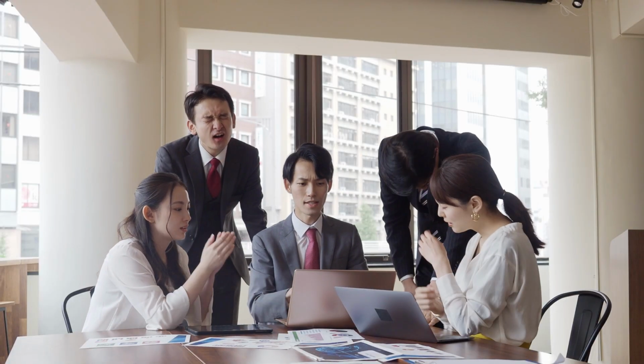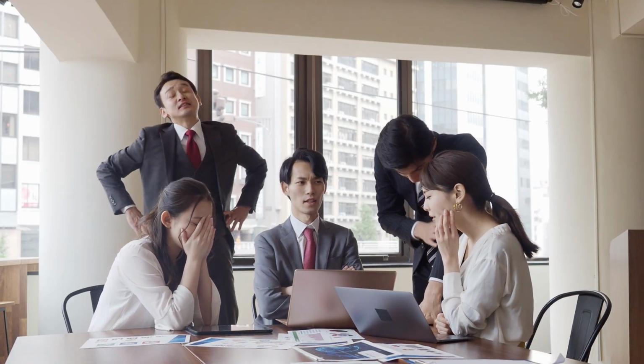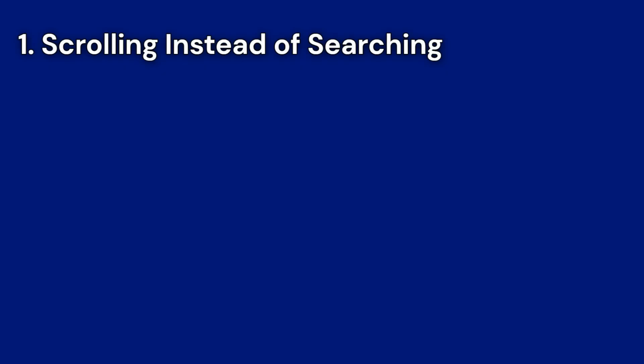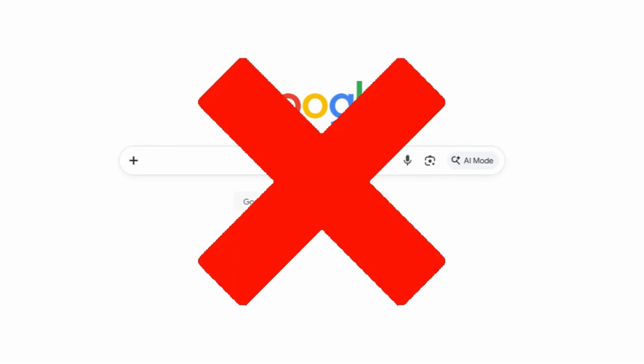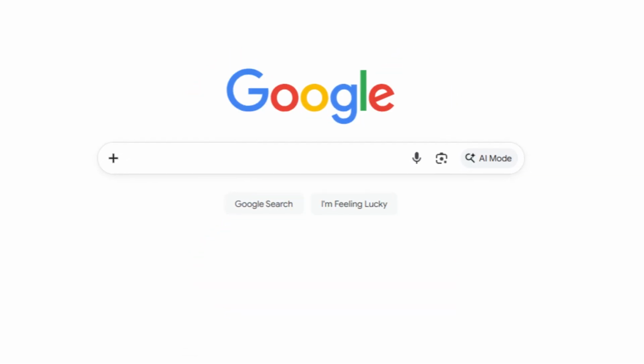These are the mistakes I see all the time. Avoid them if you want to pass. Number 1. Scrolling instead of searching. Scrolling wastes valuable minutes. Number 2. Searching full sentences. The handbook doesn't use conversational language, it's not Google, use keywords only.